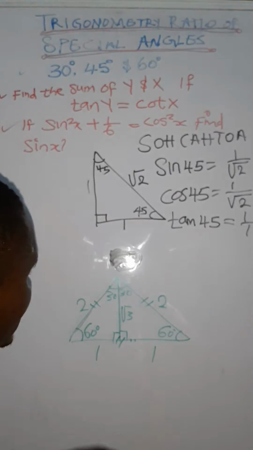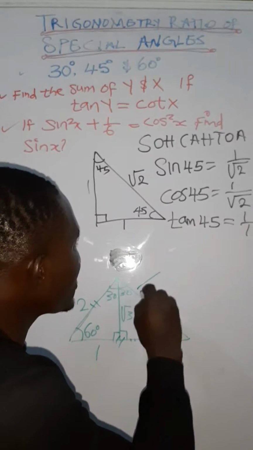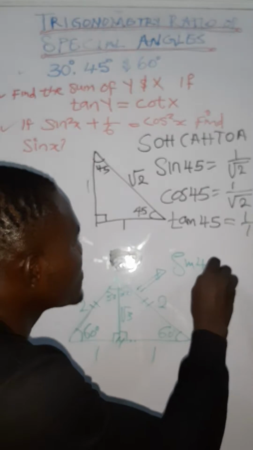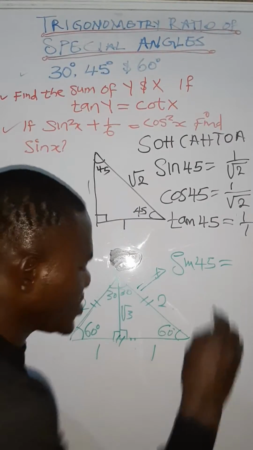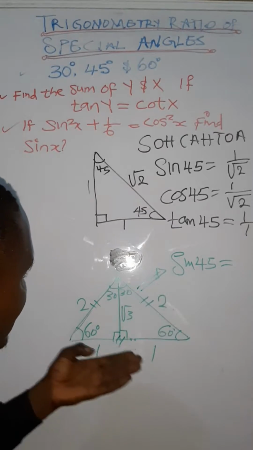Now from here, if I'm to look for sine 45 from this triangle, I'm looking for sine 45. Sine 45 will give us, look at it, sine 45.